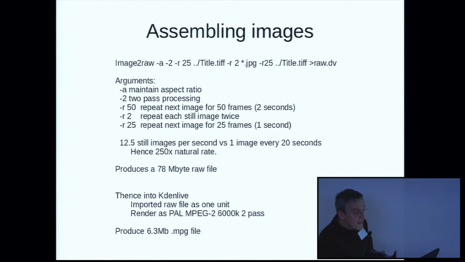And then this is the Linux part with Image to Raw, which will produce a type of video file, maintaining the aspect ratio, with two-pass processing, giving me a long length for the title, and 12 and a half frames a second to give me a 250 times speed-up, and that produced a 78 megabyte file. And then KDEnlive, which I'm sure I can get a lot more out of, produced a 6.3 megabyte file, which was then suitable to put up on YouTube.